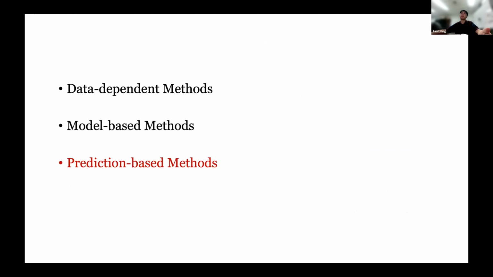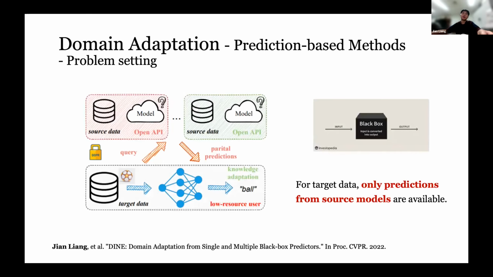Next. Okay. So at last, we're going to introduce one more method. It's actually another method of our group, and this method is called black box domain adaptation, which tries to leverage the predictions from the source model, but we don't know the parameters of the source model. Okay, next page.